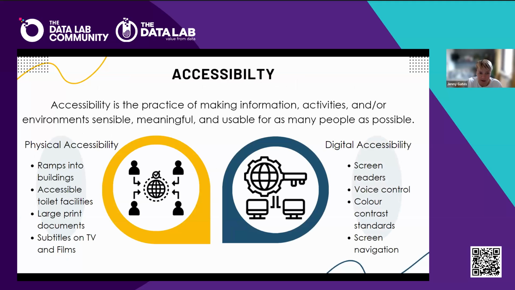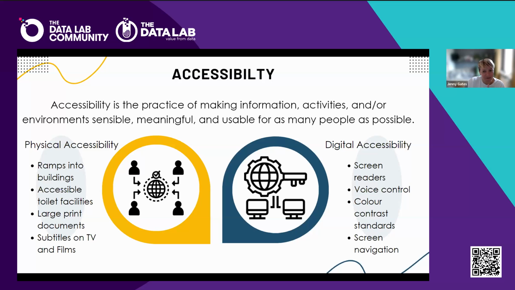accessibility as a whole. So accessibility is a practice of making information, activities, and or environments sensible, meaningful, and usable for as many people as possible. And that's a very important distinction, the as many people as possible there. We often think accessibility is something that applies to a very specific set of disabilities. But ultimately, and we'll come on to this, there are ways that you can make information, activities, what have you, inaccessible to other people. So it's important to imagine as wide an audience as possible when you're thinking about accessibility.